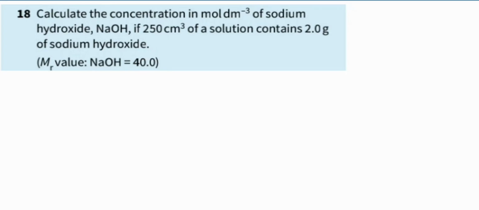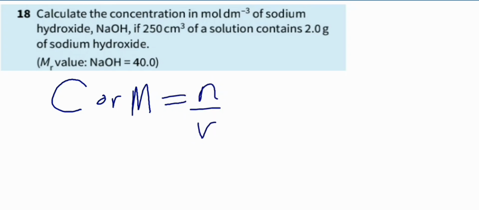So one thing you need to know is that concentration is represented by capital letter C, or we can use capital letter M, which is the molarity. So concentration and molarity, they are the same. It is given by the number of moles over the volume. The number of moles should be in moles, then the volume should be in decimeter cubic.